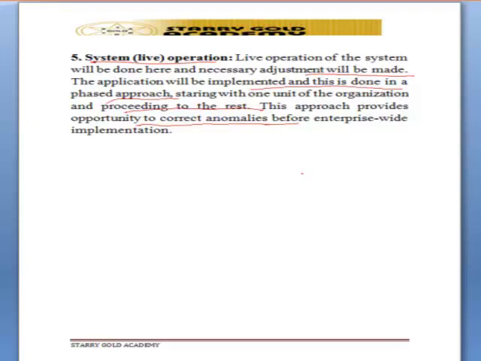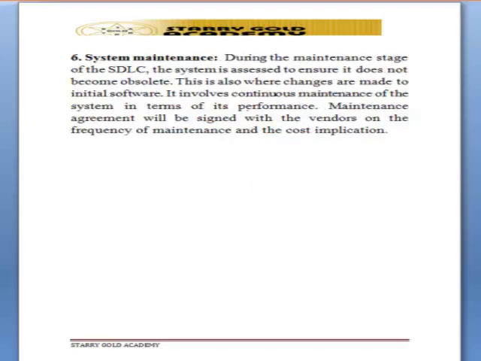We can choose a particular segment in it, or a particular unit in an organization in order to test the system. So in order to test run the system, during this live operation, we'll be able to discover any problems and correct them, making the necessary amendments before the system is implemented in the whole organization. Then the next one is system maintenance.